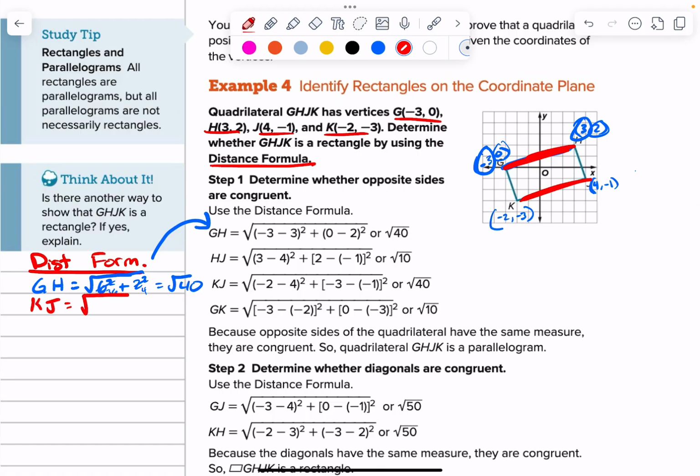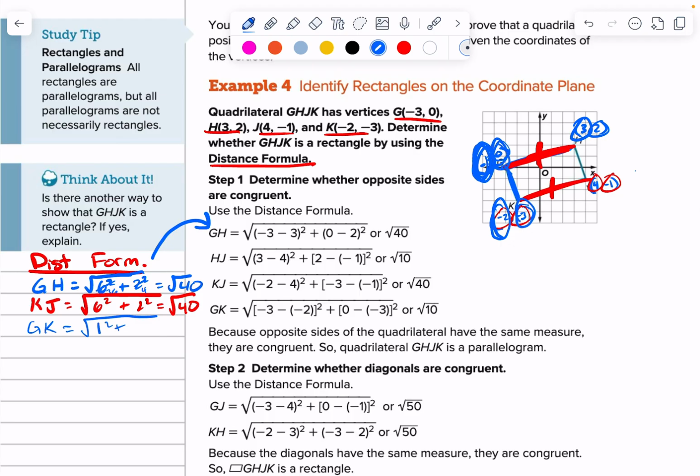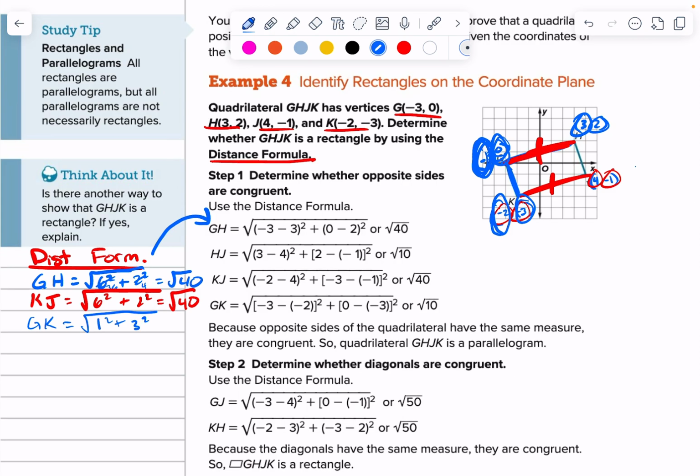All right, -2 to 4 is a distance of 6. -3 to -1 is a distance of 2, and that's the same as it was before, so that's the square root of 40. So those two match each other, okay? Now I'm going to go the other direction, and I'm going to go my other two. I'm going to go GK next, which is the left side. I'm looking at -3 and -2, which is a distance of 1, and 1 squared, plus 0 to -3, which is a distance of 3. So I have 1 squared plus 3 squared, which is the square root of 10.